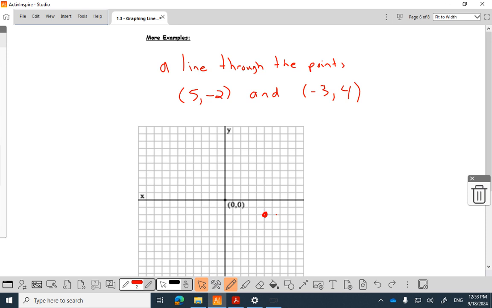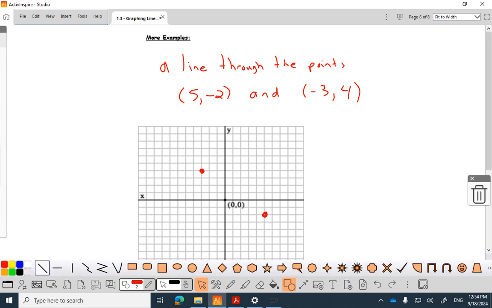The other information isn't slope. But does anyone figure out why I don't care? What is it about the other information that makes life actually pretty easy here? What's this? It's another point, so let's put that on there. -3, 4. I don't need a slope. I just got to get my ruler out and go ahead and draw.